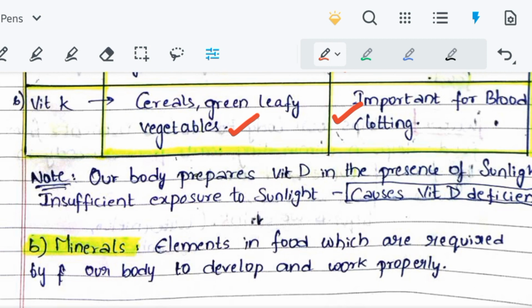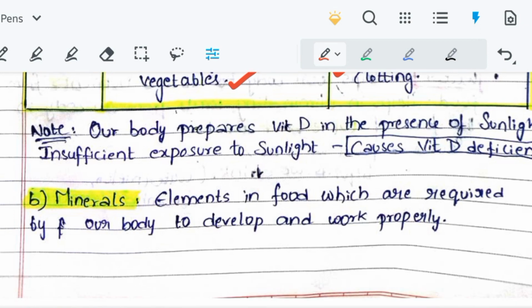Now, sun exposure does not give you vitamin D from sun rays. Okay, that is a myth. When you stand in sun rays, what happens is the exposure helps your body to prepare vitamin D inside your body. Okay, so nowadays people are mostly living in their own houses, not able to get up so early, so insufficient exposure to sunlight is causing vitamin D deficiency.